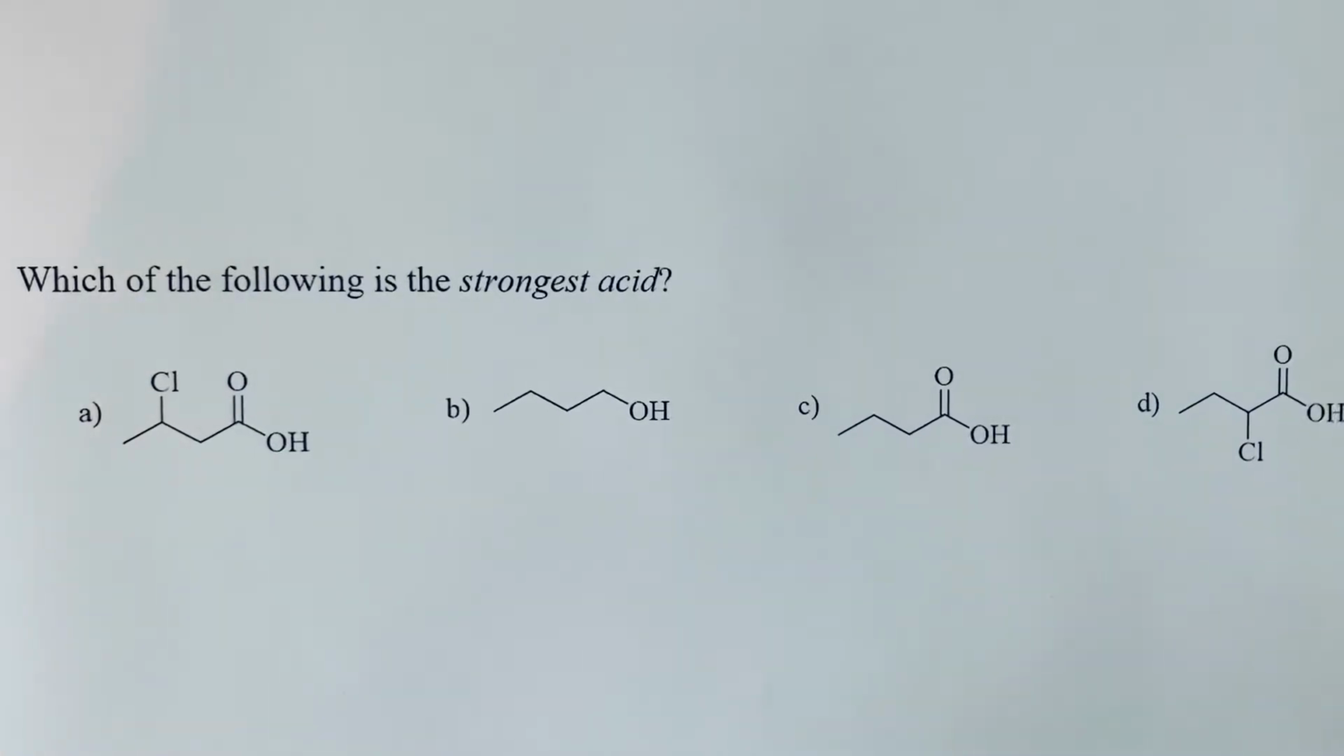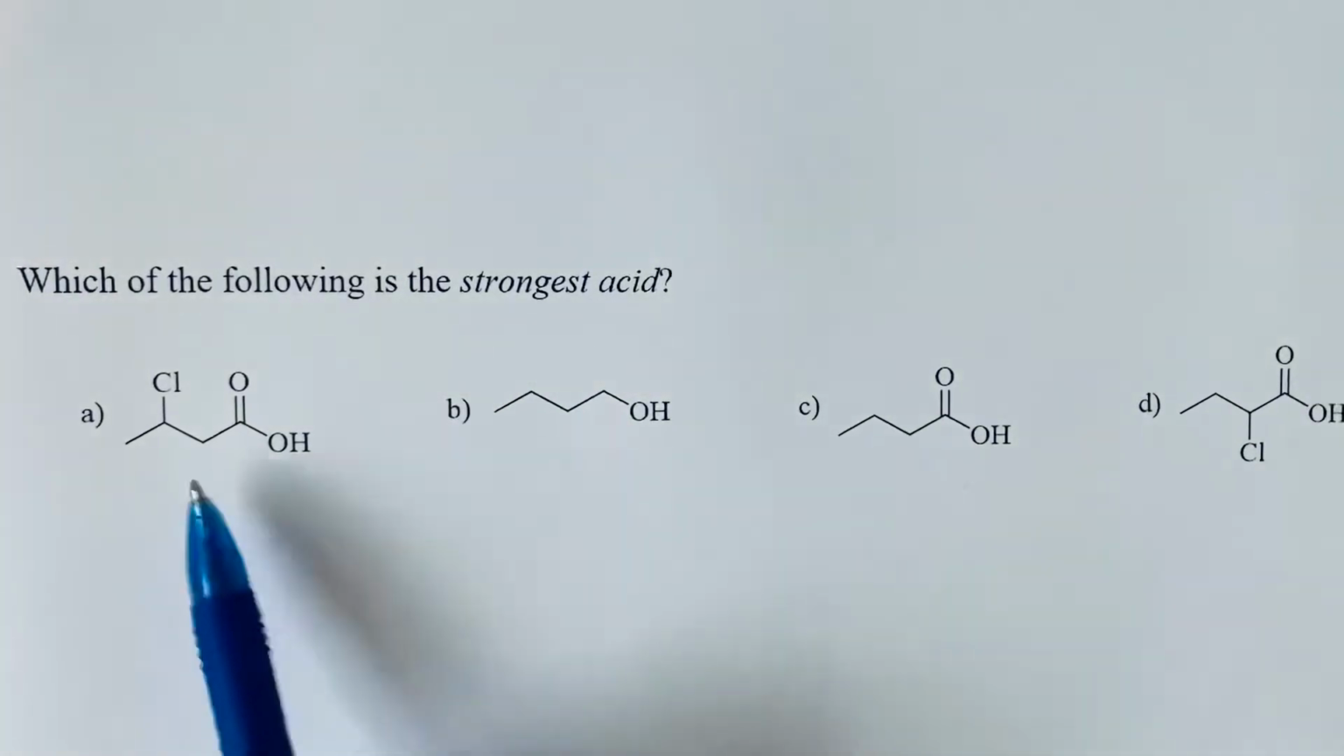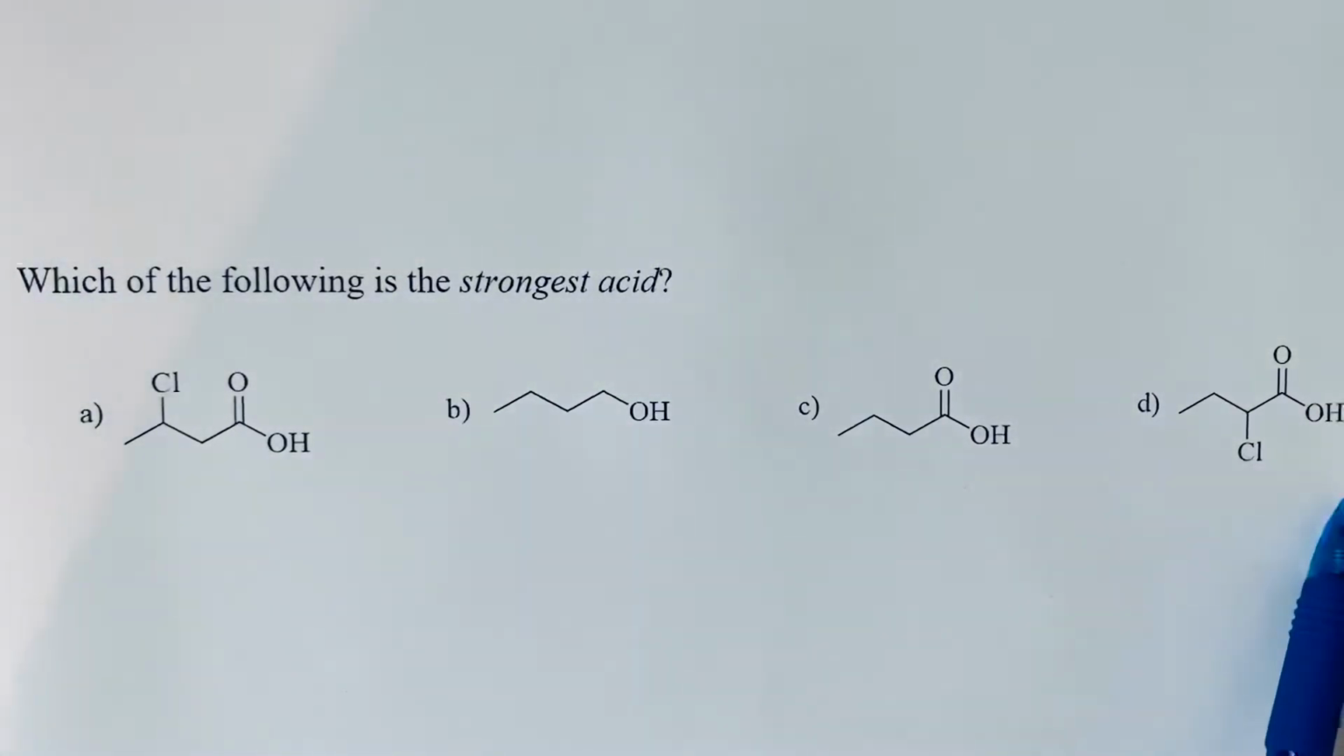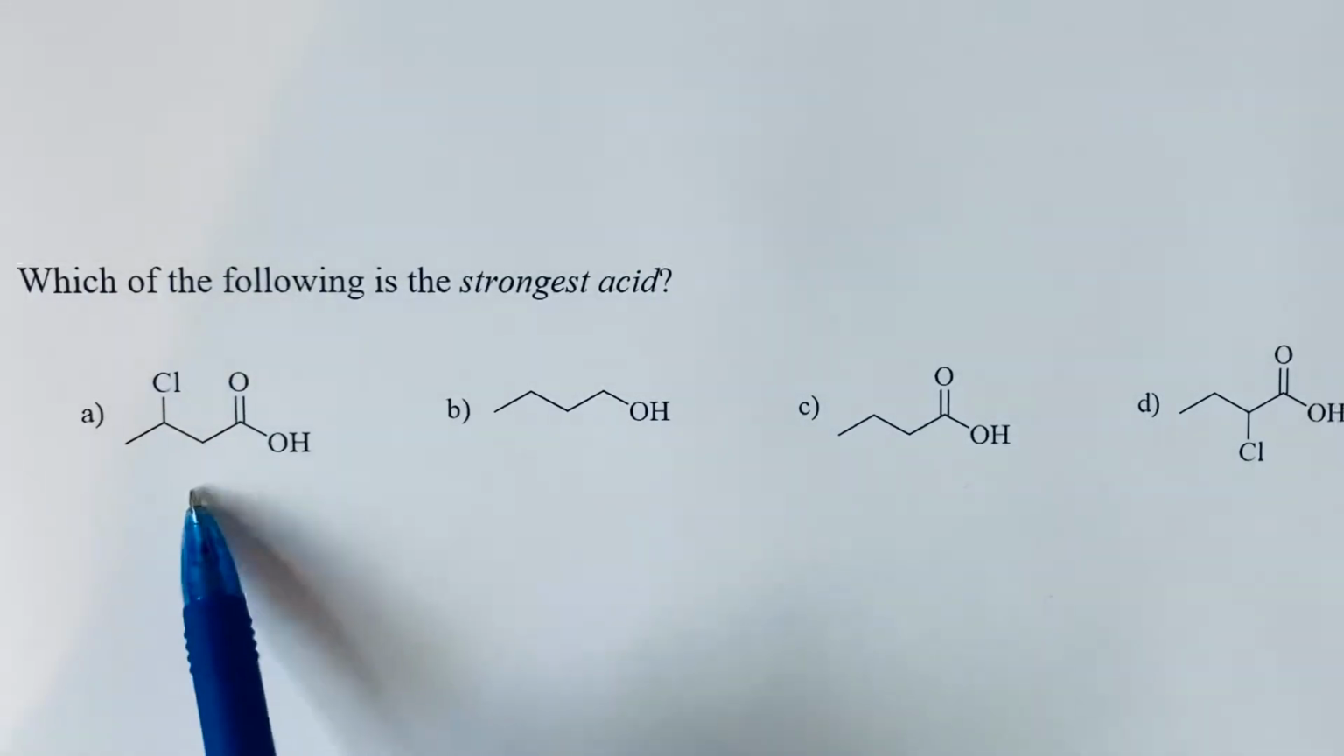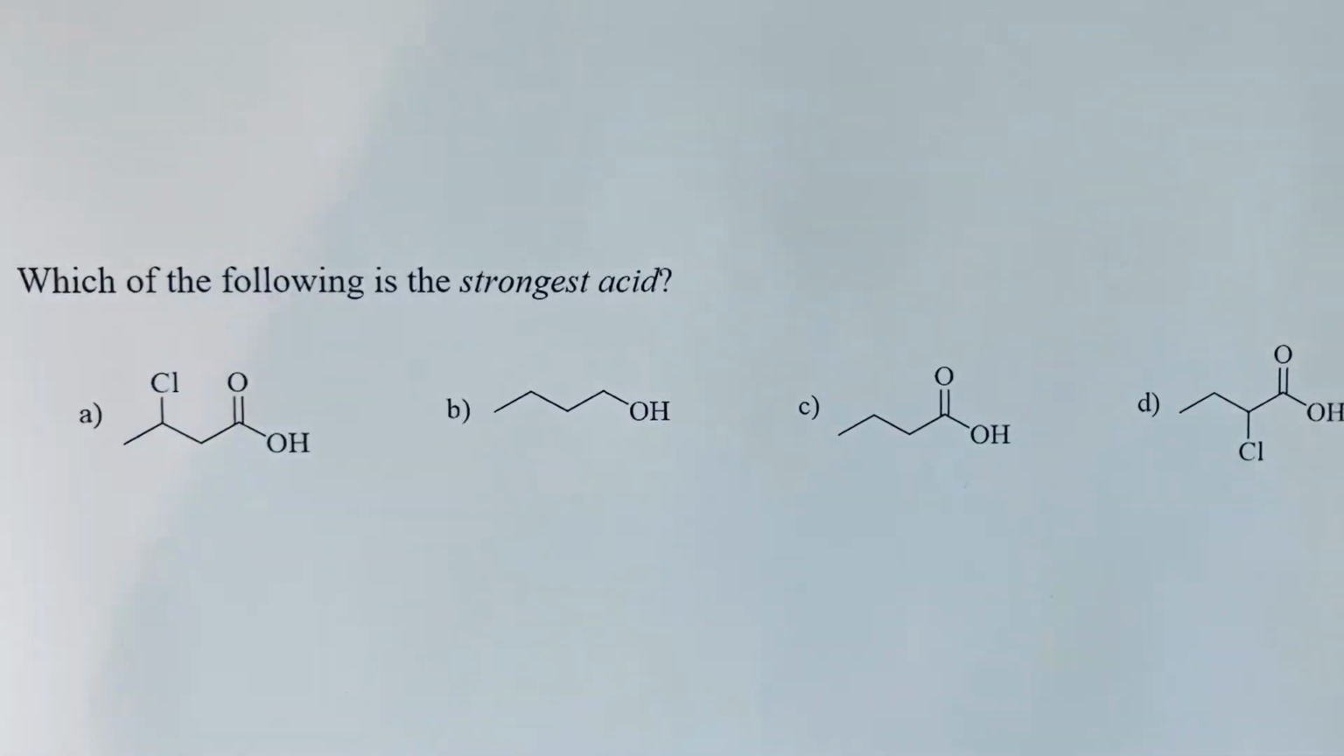Which of the following is the strongest acid? So what we have here is a series of organic molecules. If we had pKa values, then we could easily see which is the strongest acid. But in this case, we do not have the pKa values, we have the structures. So we need to use these structures to evaluate the relative acidity.